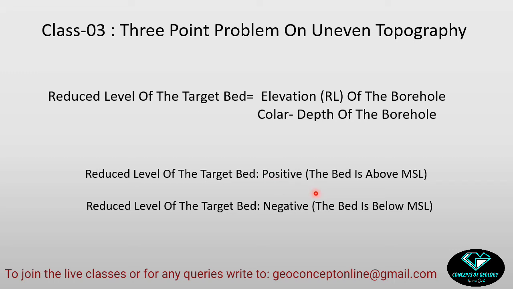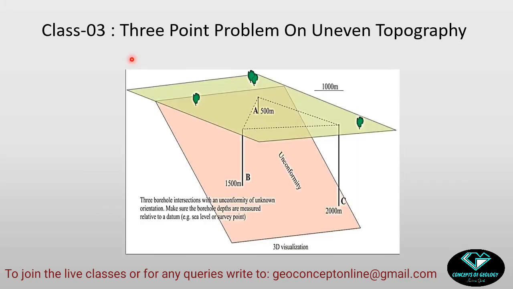Now when the reduced level is positive, that means the bed is above MSL. The value is in elevation, so it will be positive. And when the reduced level is negative, that means the bed is going below the datum plane, below the MSL. So with respect to MSL, this is in depth, not in elevation, so this value will be negative.